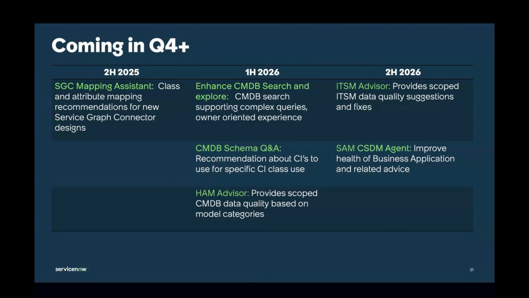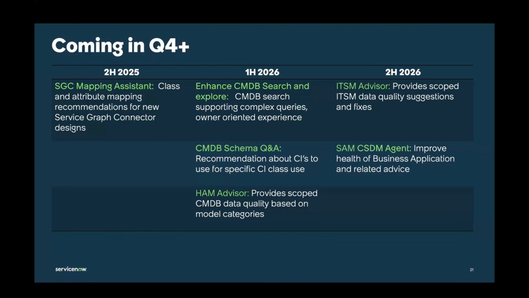So this schema Q&A is going to be much more robust, and that will be very helpful for folks and help prevent creating new CI classes that might already exist and you're just not finding it. A lot of hands up there. That's good feedback that we're on the right track. And we have over 1,200 CI classes, so yeah, there's a lot to search.